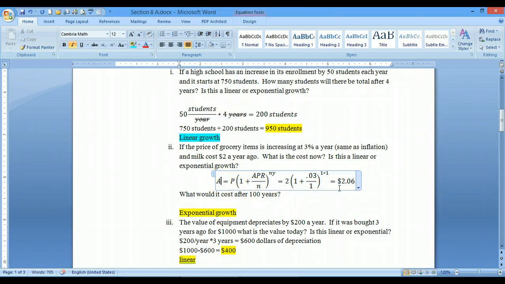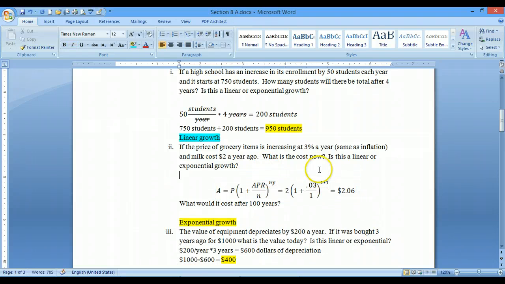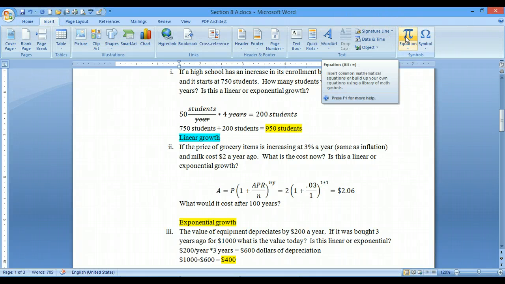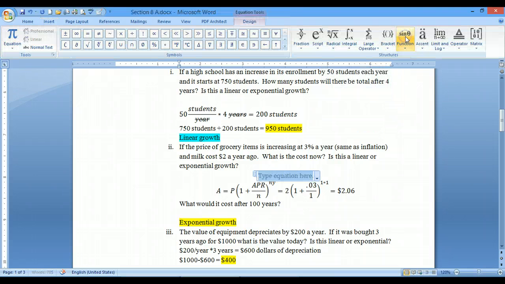So A is the final amount. I want to know how much milk will cost now, in a year, so the final amount. And the principal is what it started with, or the original cost. The initial is $2, so we can type it in as 2. Now I know some of you have started with me from the first video, but I'm going to assume that not everyone started on the original video, so I'm going to come up here and show you again how to insert an equation.